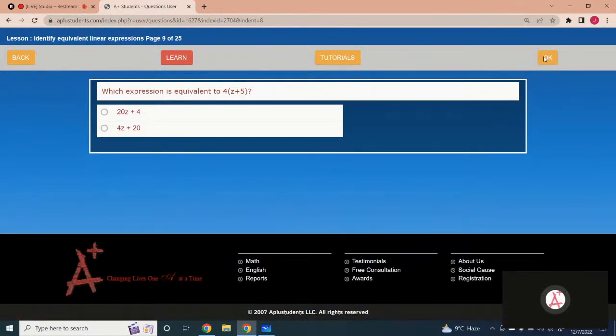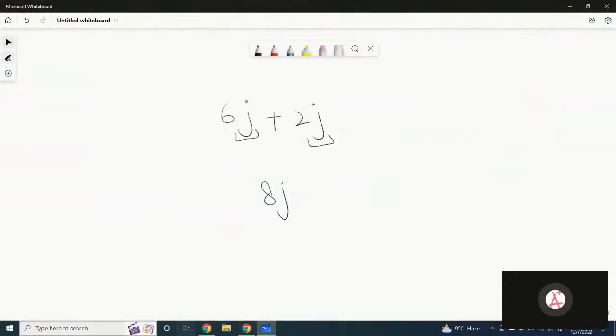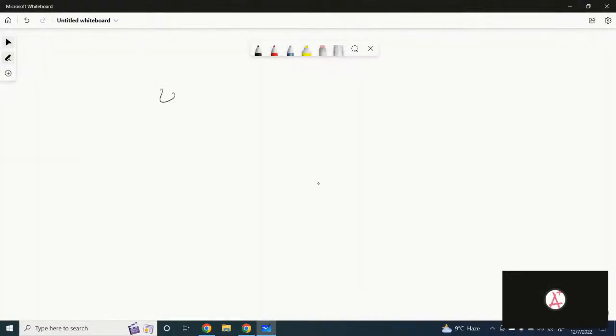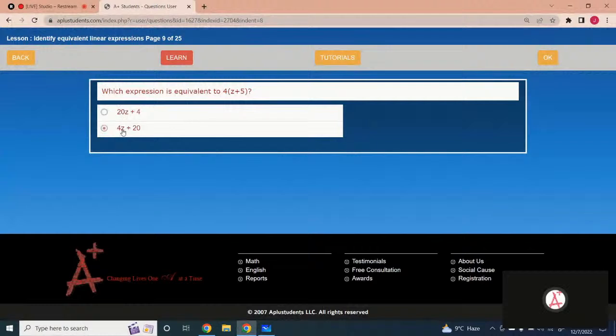Okay, which expression is equivalent to 4 times z plus 5? So you have to multiply the number 4 that is outside the bracket with everything that is inside the bracket. Got it? So you have to do 4 times z. That would be 4z. And 4 times 5 is 20. So it would be 4z plus 20. Got it? Just select the correct option and click on the OK button. That would be 4z plus 20.